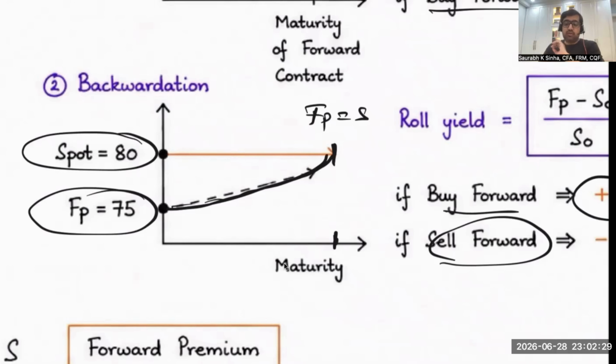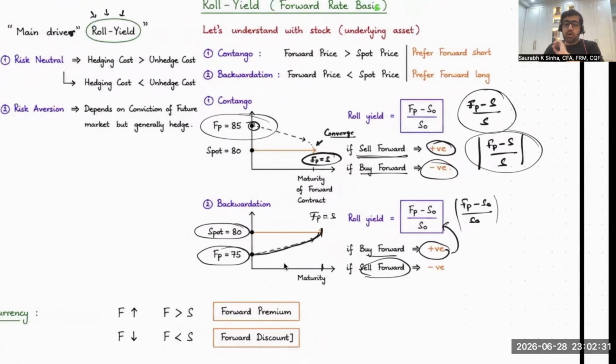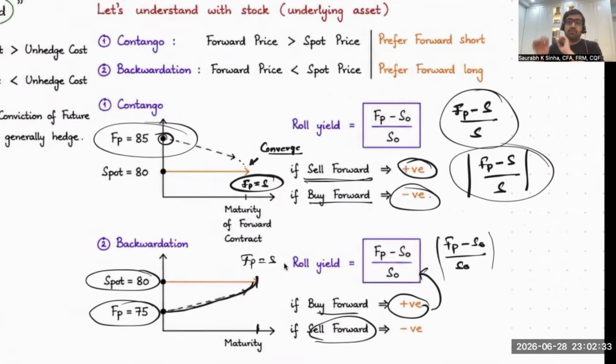So what we have learned so far with the help of stock, not currency, is that if forward price is greater than spot, then if you sell the forward contract, the roll yield would be positive. If the forward price is less than spot, and if you buy the forward contract, then the roll yield would be positive, and it would be negative in the just opposite scenario.